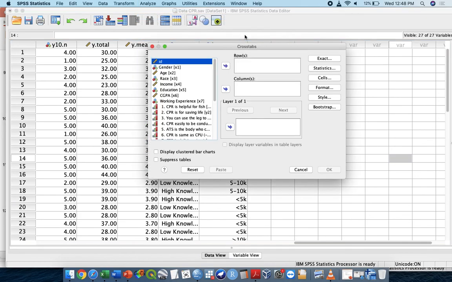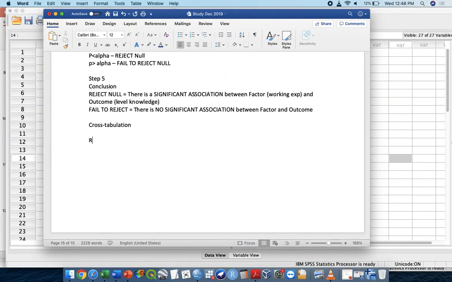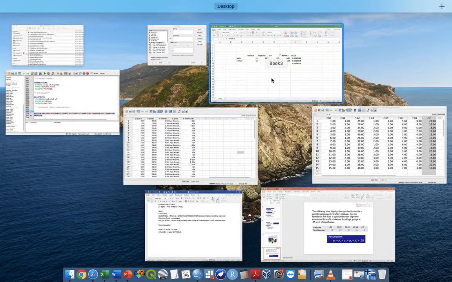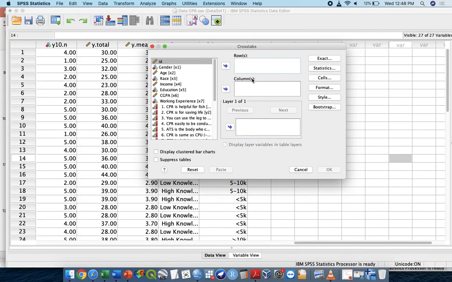Go to the cross-tab, and then you remember one thing: row must always be your factor. Row is your factor, and then your column is your outcome. Usually in medical and health science it is like that. If you are in the social science, I think it is similar. Your row should be your factor and your column should be your outcome.